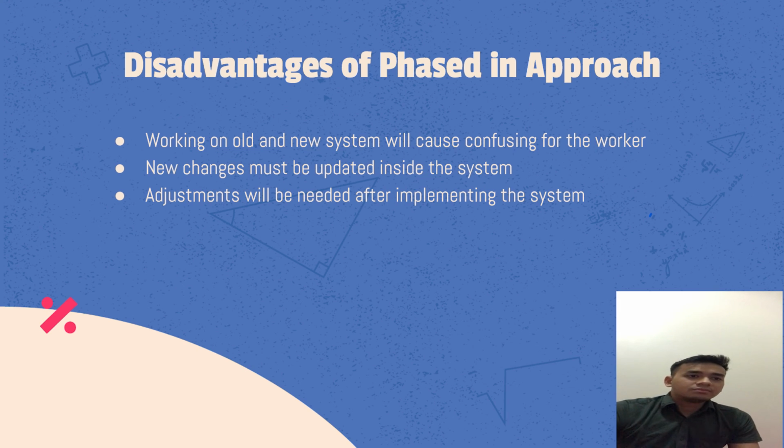And then for the second, new changes must be updated inside the system. And then the third, adjustment will be needed after implementing the system.